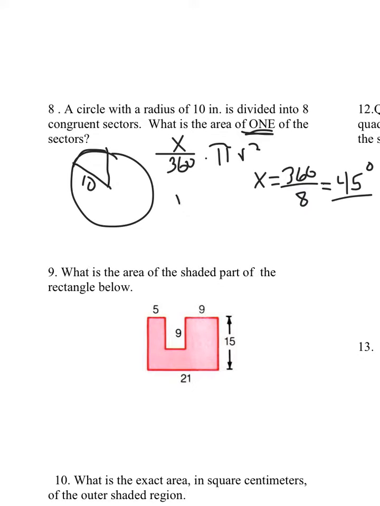The radius, of course, they give you is 10. So again, simple formula: 45 over 360 times pi times 10 squared. Put that in your calculator, and that's going to give you 39.27 or 39.3, depending on the rounding.